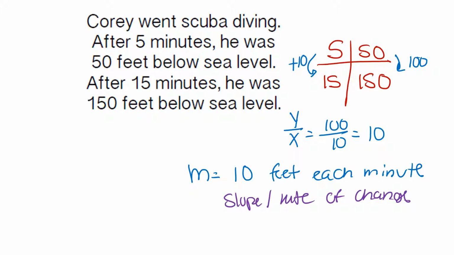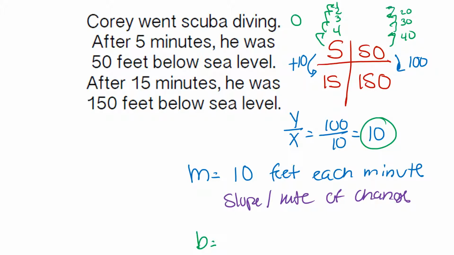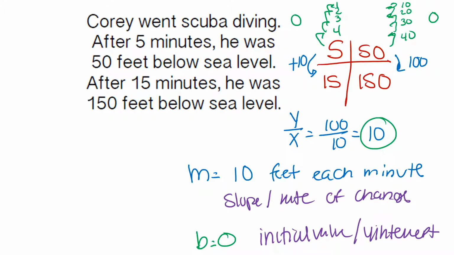Now, the B value is not listed because it does not start at 0. So we have to go back one at a time. When we go back, we're going to use our answer that we got, 10. So 50 going back 10 is 40, going back 10 is 30, going back 10 is 20, going back 10 is 10, going back again would give us 0. The initial value, the Y-intercept, can be 0. That is okay. But make sure that we work backwards to prove it.